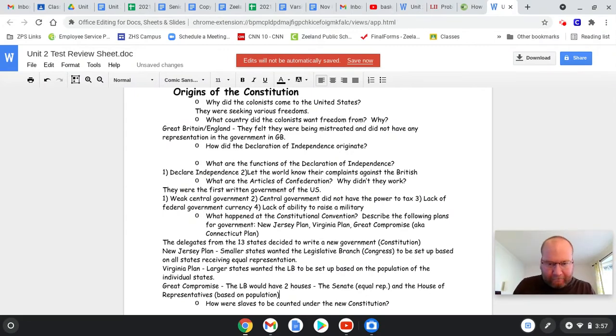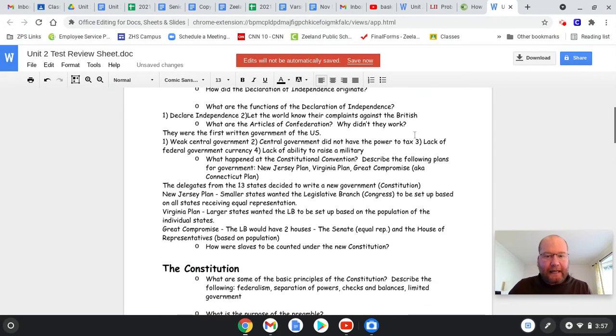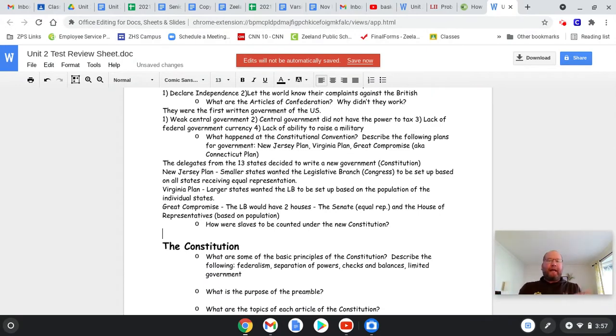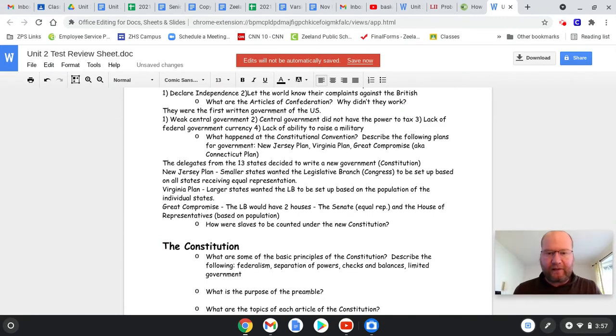All right, next up here. How are slaves to be counted? So that was that next compromise. So now we took care of the disagreement in Congress between the large states and the small states. Now we got an issue, though, because one of the pieces, the House of Representatives, is based on the population. We now need to figure out how we're going to take care of slaves and how they're going to be counted. So remember, we came up with a 3/5 compromise.